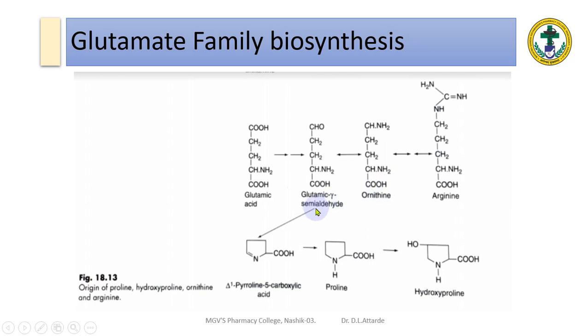Further, it may cyclize to form delta 1 pyrroline 5-carboxylic acid. Here you can see the delta 1 pyrroline group with 5-carboxylic acid, which may lead to the formation of proline. Here you can see how the double bond has gone away, and hydroxyproline forms with the introduction of a hydroxyl group. So hydroxyproline, proline, ornithine and arginine form from the glutamate group, and various enzymes and steps are involved, therefore it is shown with this type of arrow.